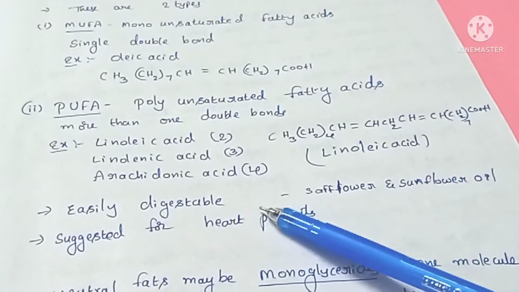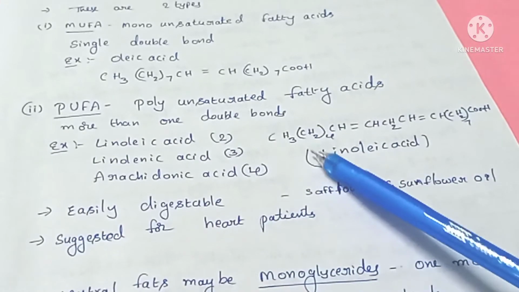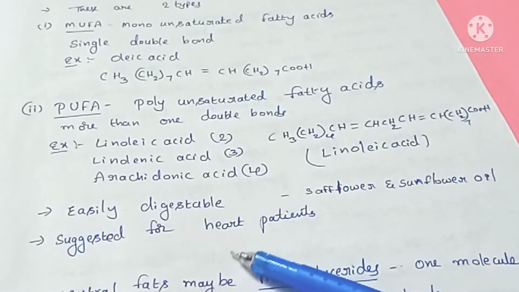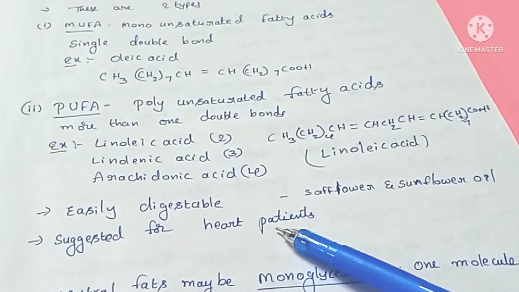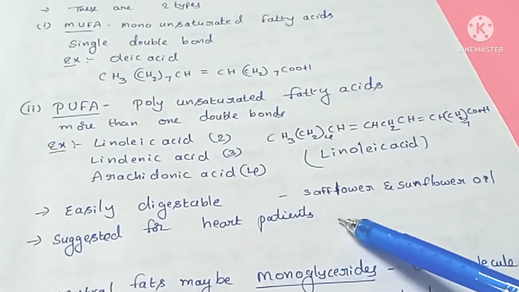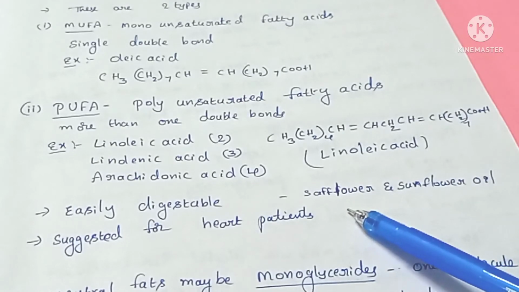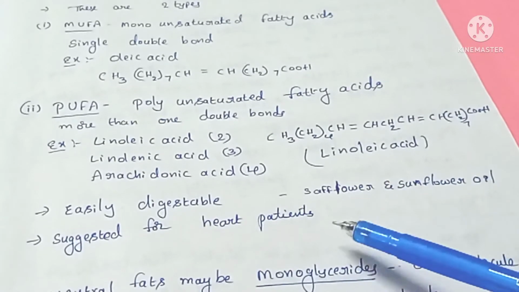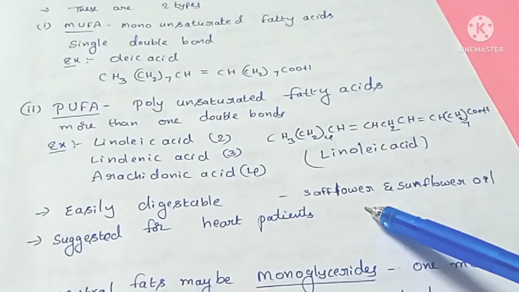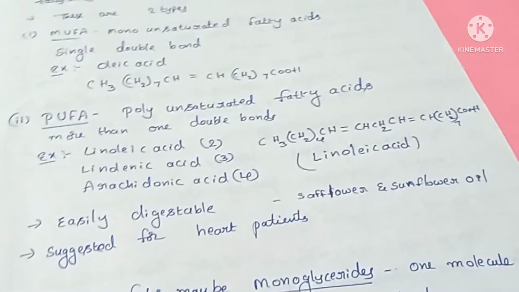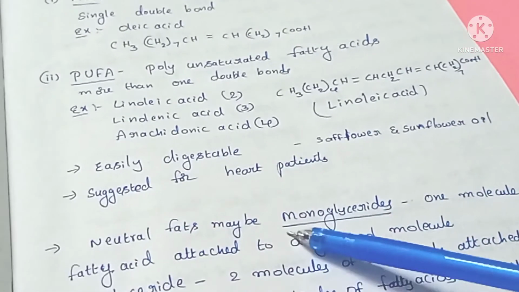And these polyunsaturated fatty acids, when compared to monounsaturated fatty acids, are easily digestible. Where are they present? They are present in sunflower and safflower oils. And these polyunsaturated fatty acids are good for heart patients. The neutral fats are true fats.